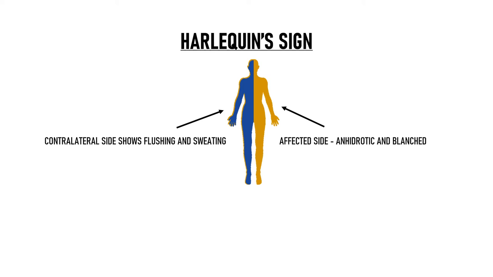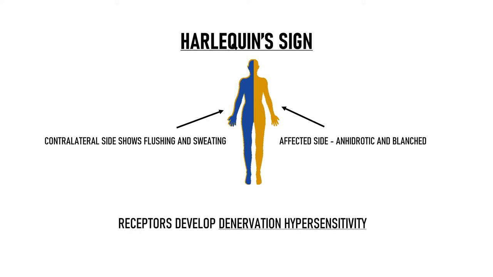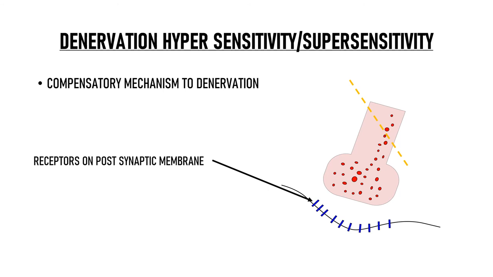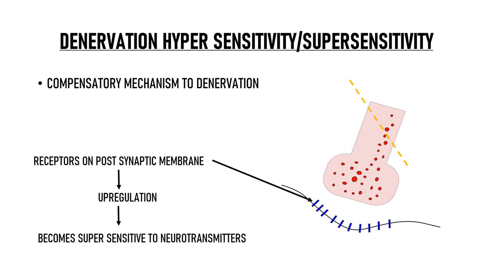These symptoms are transient because adrenergic receptors present on the postsynaptic membrane at the neuromuscular junction develop denervation hypersensitivity. Now, what is denervation hypersensitivity? Denervation hypersensitivity, also known as denervation supersensitivity, is a compensatory mechanism that occurs as a response to denervation. A few days after denervation occurs, the receptors present on the postsynaptic membrane become upregulated. This upregulation means that they become supersensitive to even minute amounts of neurotransmitters. Thus, many features that are seen in Horner's are seen only transiently because then denervation hypersensitivity takes over.